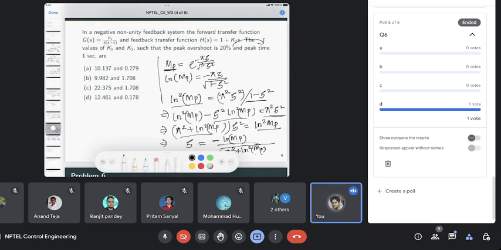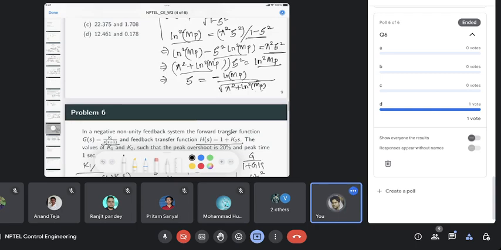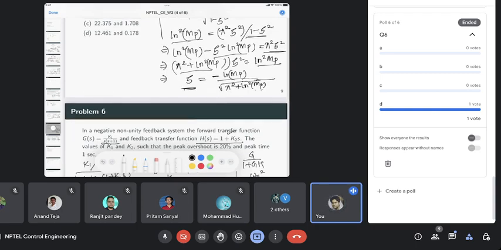You just put the peak overshoot, which is given as 20%, that means in fraction it is 0.2. You find this damping ratio by putting this value there, MP equal to 0.2. You can just calculate with a calculator using that formula, and it comes out to be 0.456.